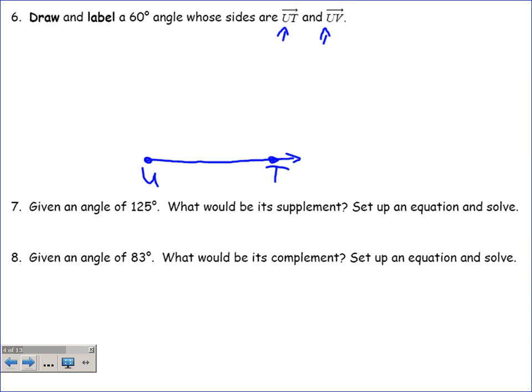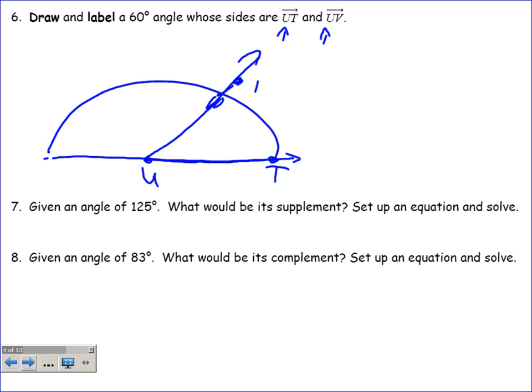You have to use a ruler, so don't do this now. And wherever 60 degrees is, remember you put your little protractor on here like so. You find 60 degrees, you put a little dot here. You lift your protractor off, you basically draw your line through there, and label that E. It's also a good idea to label that 60 degrees. You guys know how to do that.